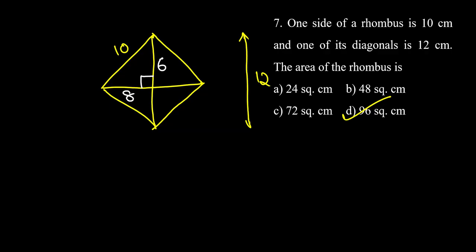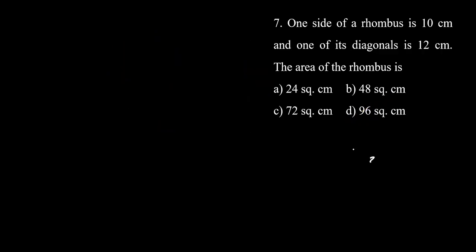8 you are finding, so this is given indirectly. One of the diagonals is 12, so half of that will be 6 here. Now this is 8, this is also 8. Now what is the other diagonal? 16. So the area of the rhombus is half into the product of diagonals.